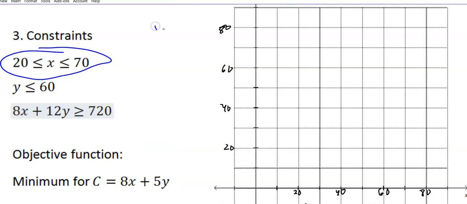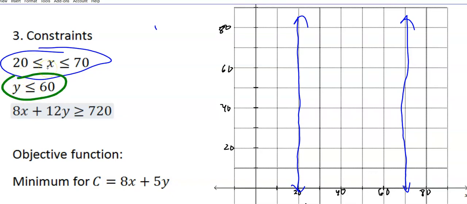So it's a vertical line at 20 and greater than that, so arrow or shade to the right. It's a vertical line at 70 and shade to the left. So it's inside of those two blue lines. This one is going to be a horizontal line at 60. It's going to be below this line because it says less than.